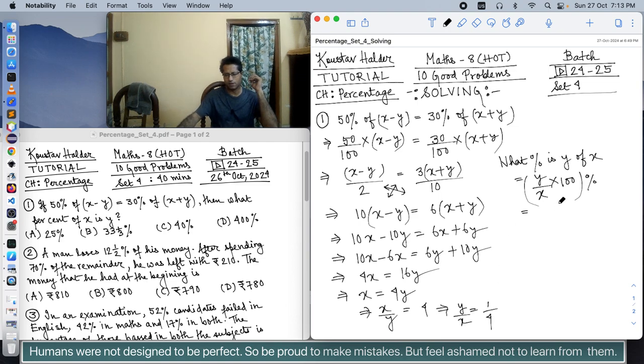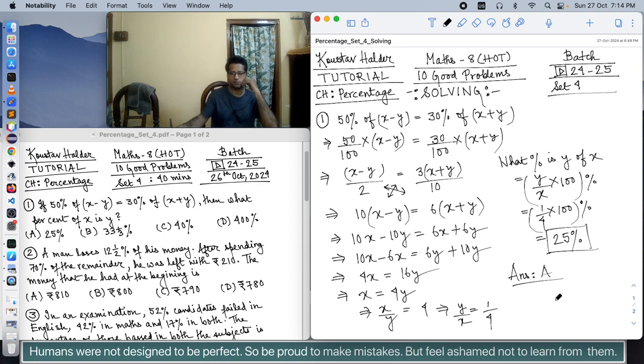So now y by x multiplied by 100 becomes 1 by 4 multiplied by 100, this much percentage, which is equal to 25 percentage. So the answer is 25 percentage, and hence the correct choice is A. A is the correct choice.